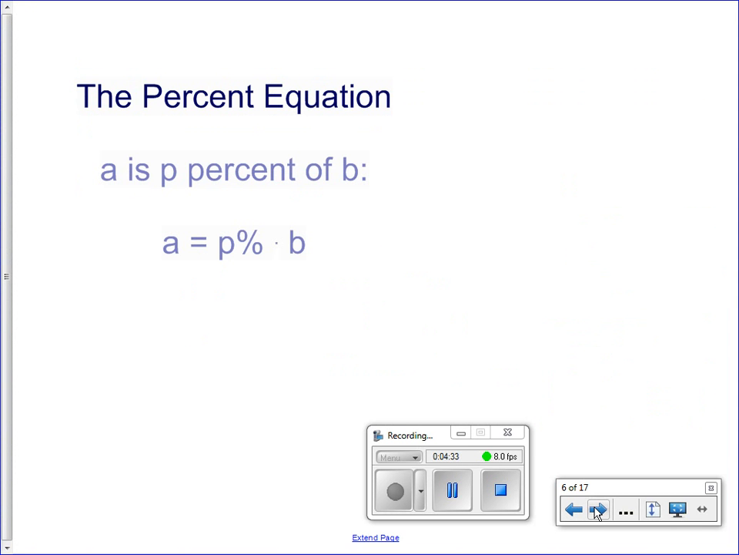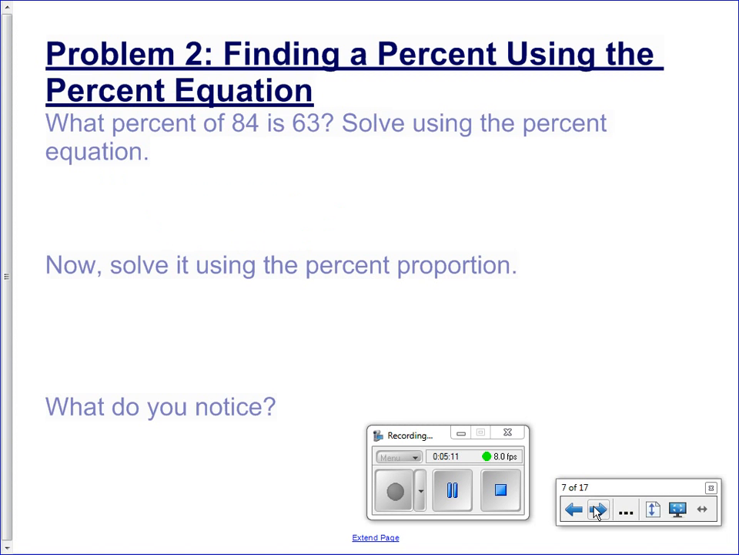All right, the percent equation looks like this. A is P percent of B. Now, in this case, the little trick to be learned here is the word is implies the equal sign. P percent will be expressed as a decimal. The word of means multiply, and then times B. All right, so let's use that in our next problem.